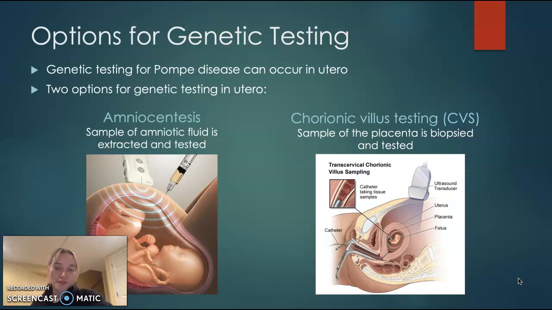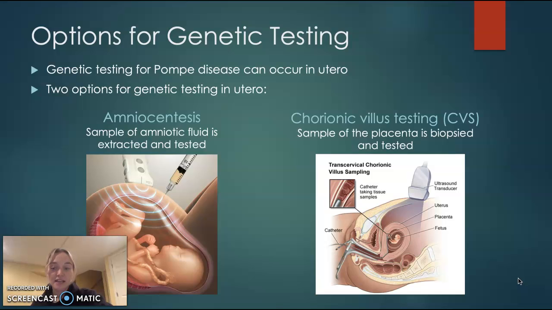There's multiple options for genetic testing. If parents are concerned that their child may be afflicted with Pompe disease, they can test them in utero. There's 2 different options. The first is amniocentesis. In this situation, as you can see in the picture below, a sample of amniotic fluid is taken while the baby is in utero, and that will be genetically tested. And the second is chorionic villus testing, and in this situation, they take a small biopsy of the placenta, and then that is genetically tested for Pompe disease.